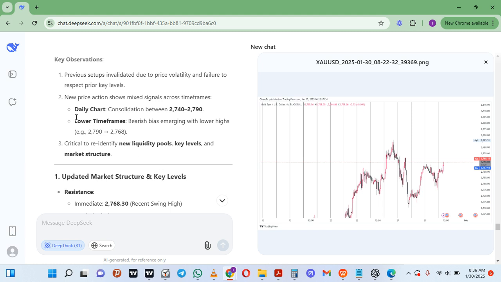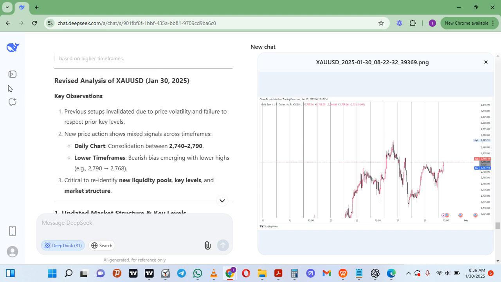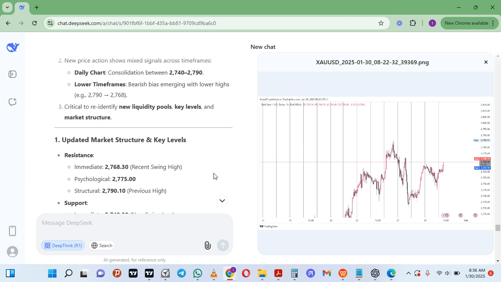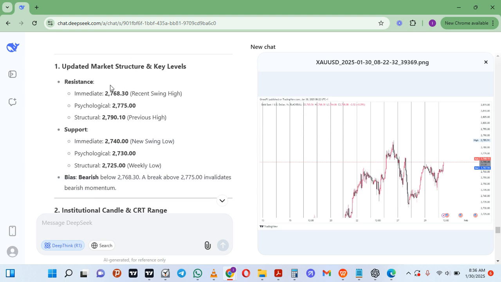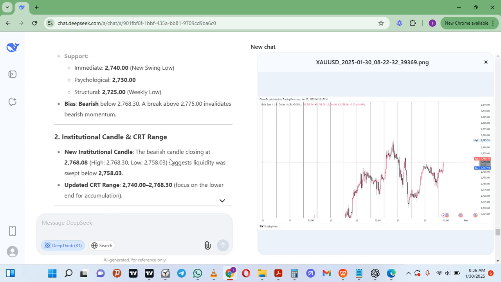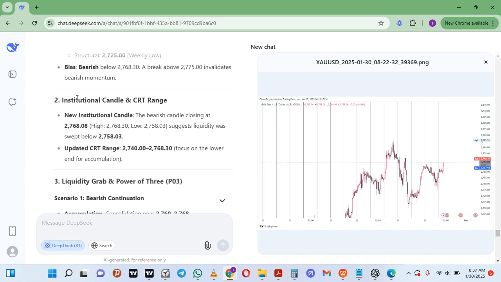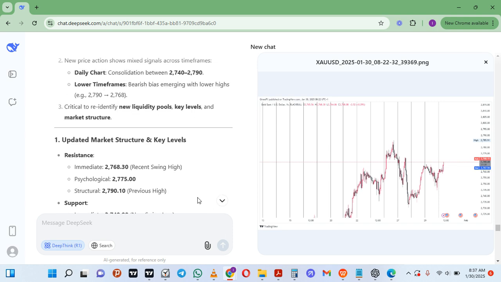All right. So this is what the AI came up with. This was his observation, updated the market structure and key levels, and you can see all this information here. You can go to your chart and plot this, then actually understand this.